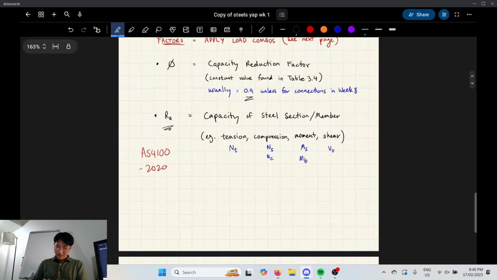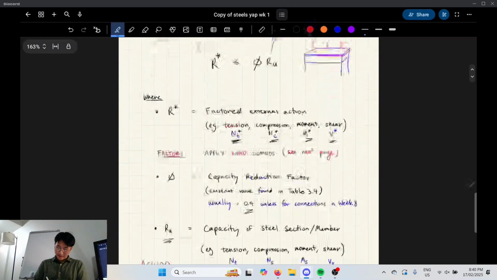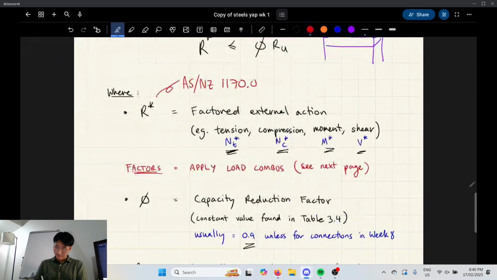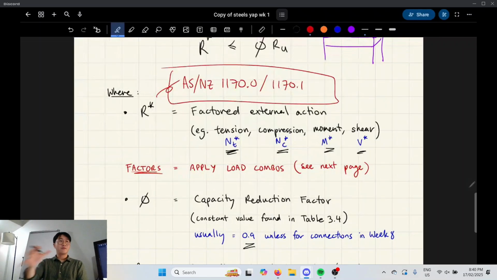But on the load side, where this comes from is another document, which is also Australian standards or New Zealand standards as well. AS/NZS 1170. There's 0, and then there's 1170.1 as well. This is generic regardless of material. This is what you guys would have used for concrete as well. And if you decide to do timbers or something, same concept. These are just loading action combinations for Australia and New Zealand. That's what they use. Any questions so far?